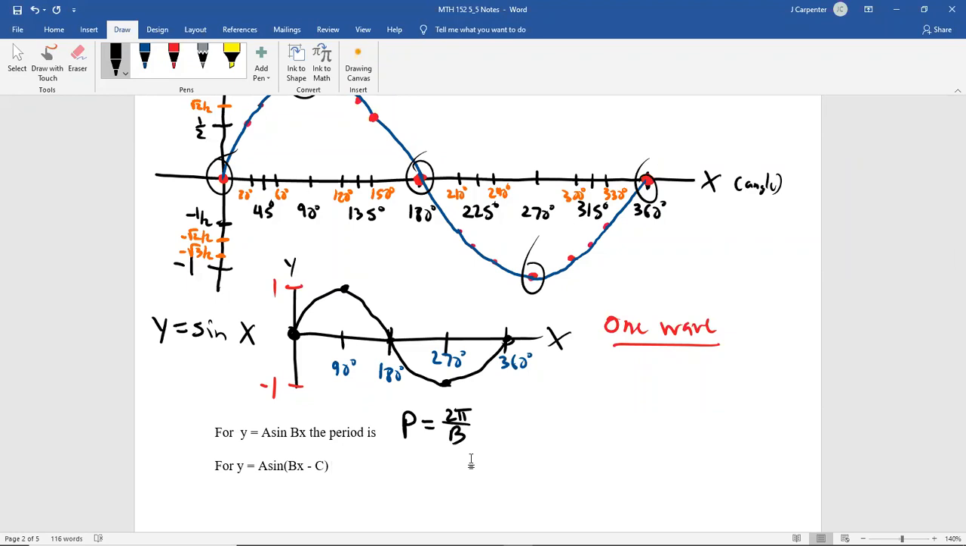But we have now introduced a new element. That minus C is what's going to be a phase shift, or just a shift. So this shifts the starting point right, specifically by C over B. And again, some people would instead refer to this as a phase shift. It puts it out of phase with the original wave.